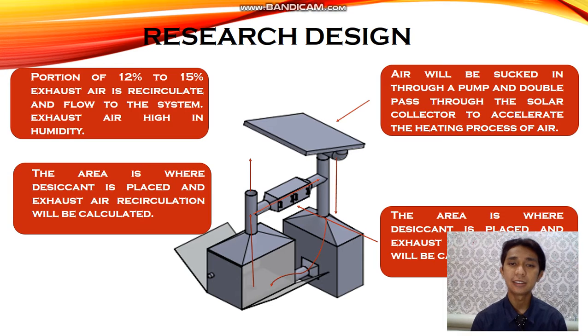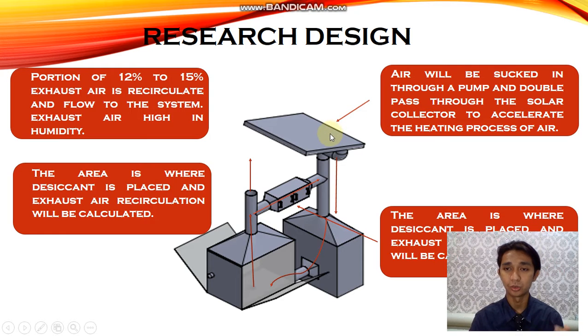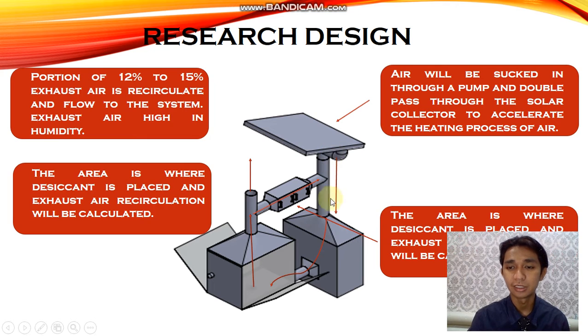If not, then we have to specify the parameter to ensure the effectiveness of the project. And then this is the research design. It all starts from up here, where air will be sucked in through a pump and double pass through the solar collector to accelerate the heating process of air. And then the air will travel down and straight into the drying chamber, where we dry the product. And the two reflectors here are used to increase the temperature inside the drying chamber.